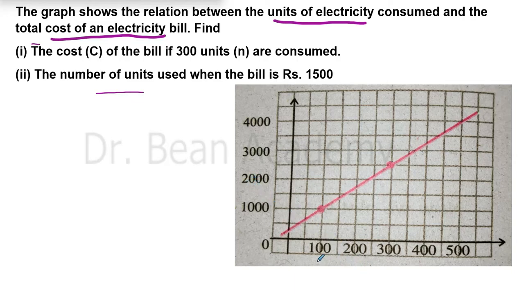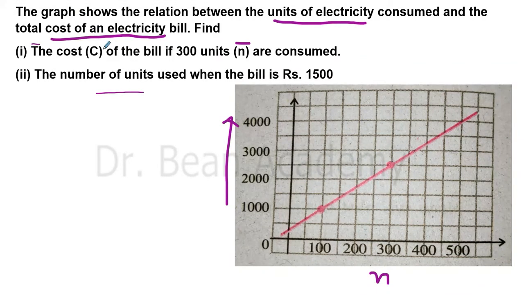So I assume that the horizontal axis is the units, and he gave in the question 300 units, and we can represent units as n. So here I am writing n. n is representing the units of electricity consumed by a user, and similarly this is the cost. So now we should be able to answer the questions.